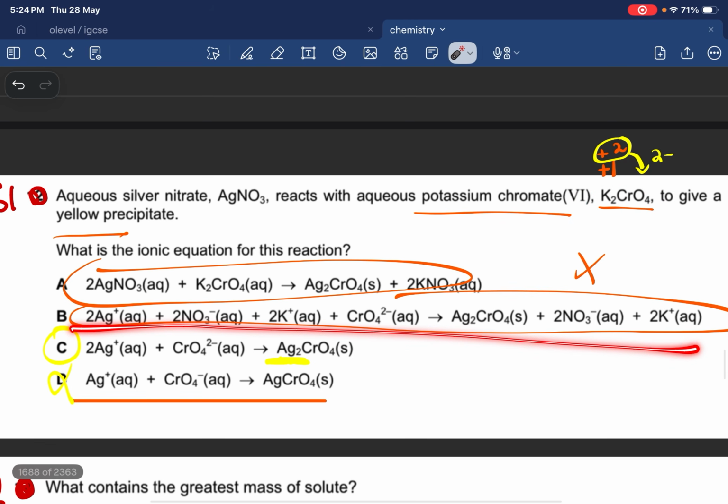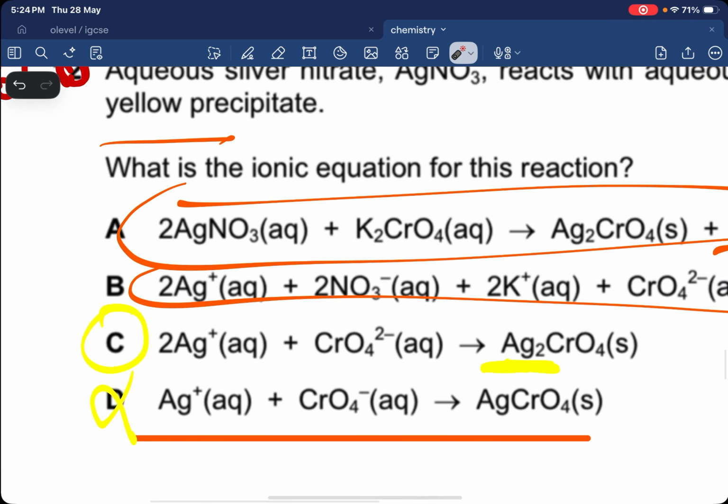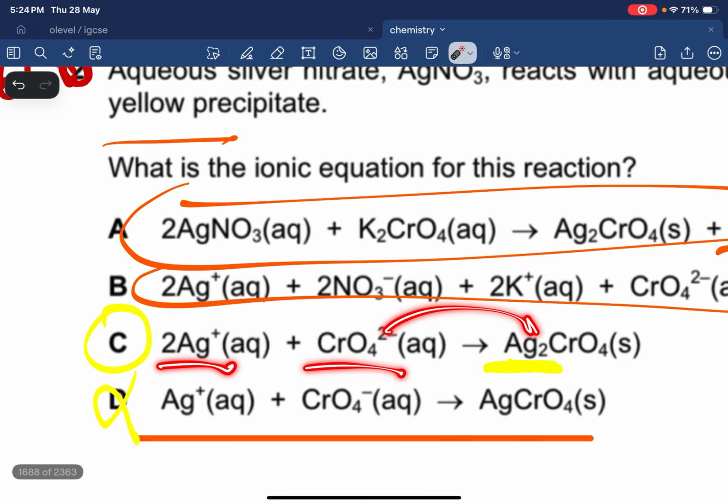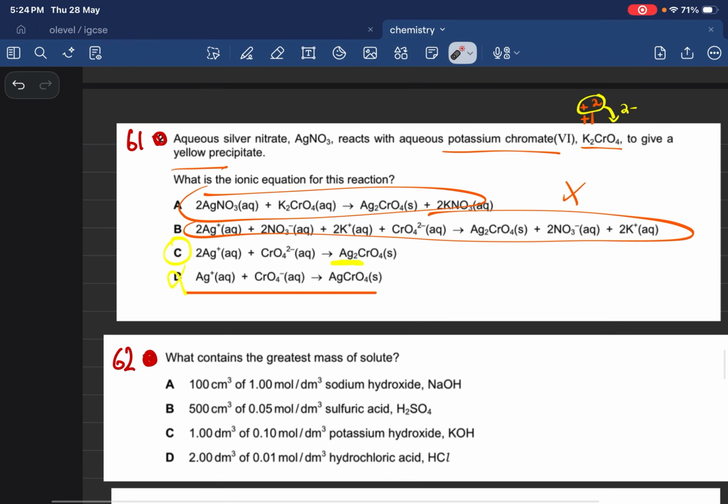And this equation is correct because, in ionic equations, we cut out the spectator ions. We only write the ions that form the solid, okay? That's how we write an ionic equation. That's completely incorrect. This is incorrect as well, okay?